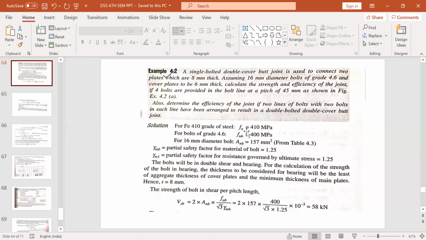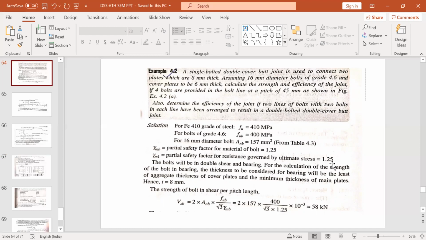Now for this, Fu, the ultimate stress, will be 410. Fub for this grade of bolt, 4.6 grade of bolt, will be 400 megapascal. Now for a 16 mm bolt, what is Anb? This is taken from the table, 157 millimeters squared. Gamma mb is 1.25 for bolt. You know this. Gamma m1 is the partial safety factor for resistance governed by ultimate stress. This is also 1.25.